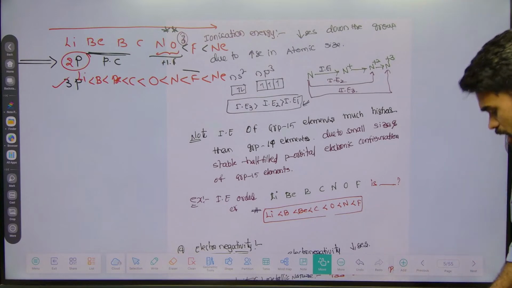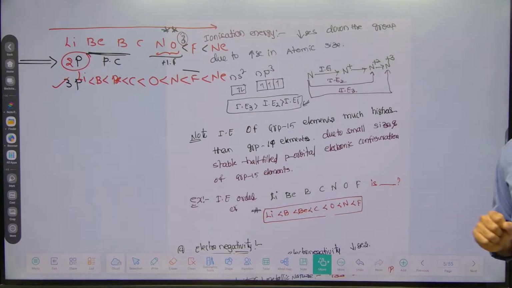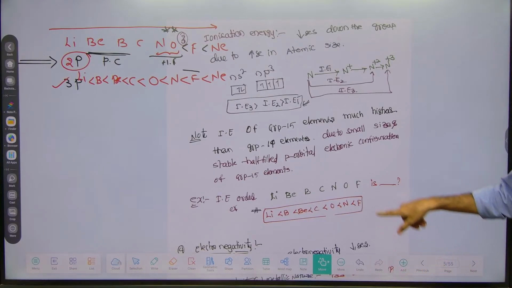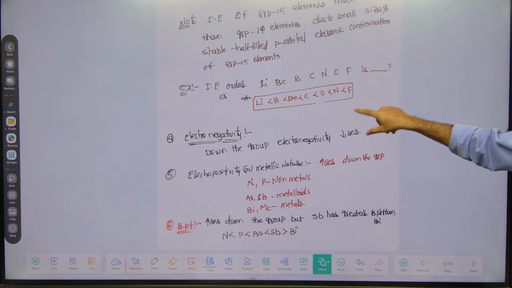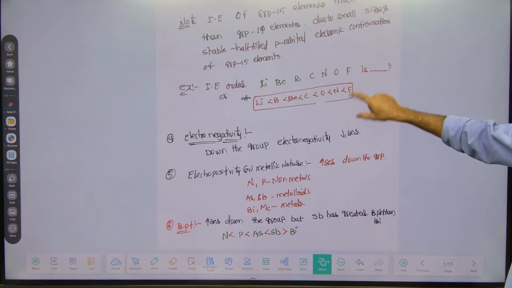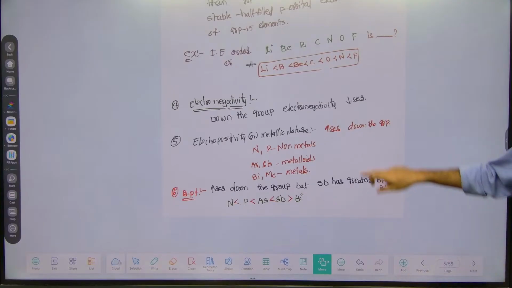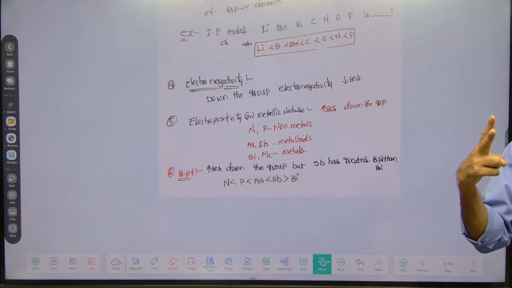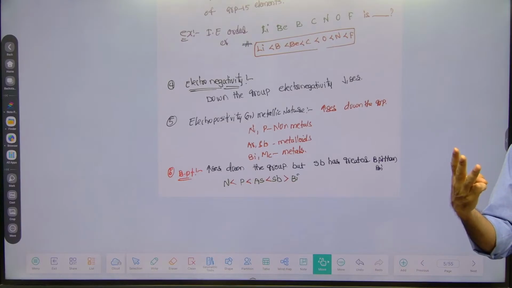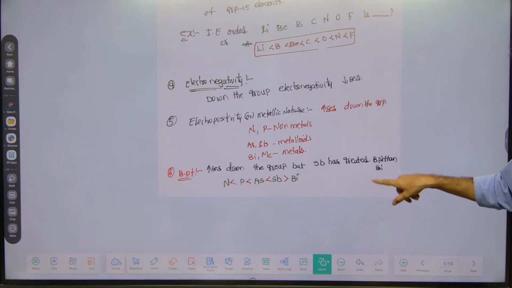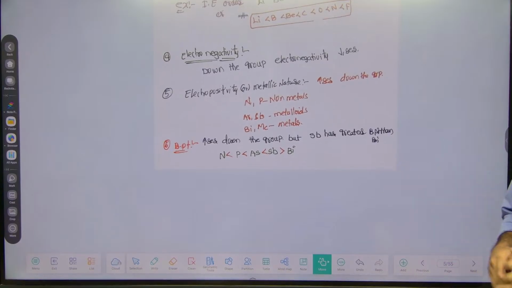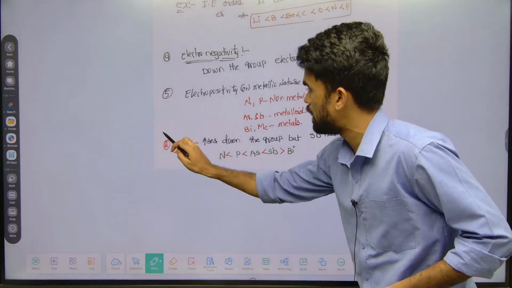What about electronegativity? Down the group it decreases. What about electropositivity or metallic nature? It increases. So the first two, nitrogen and phosphorus, are non-metals, the next two are metalloids, then metals. Now write the order for boiling point and melting point.